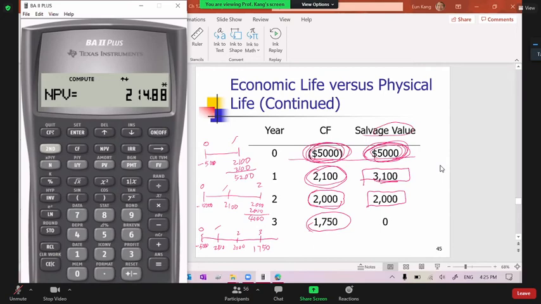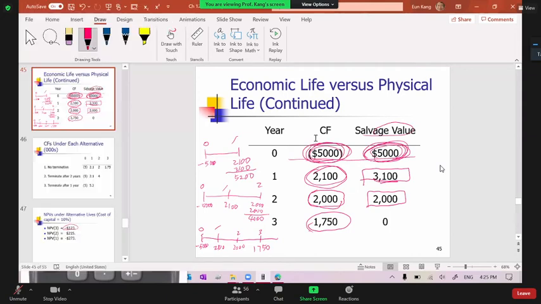But you have to check 3 year cash. So this is already there. C1 is already there, so you save time. But C2 is what? 2,000. 2,000, right? And C3 is what? 1,750. 1,750. Again, down arrow compute. Minus. So until now, you just reject this project. Why? 3 year net present value is negative, so you reject the project.